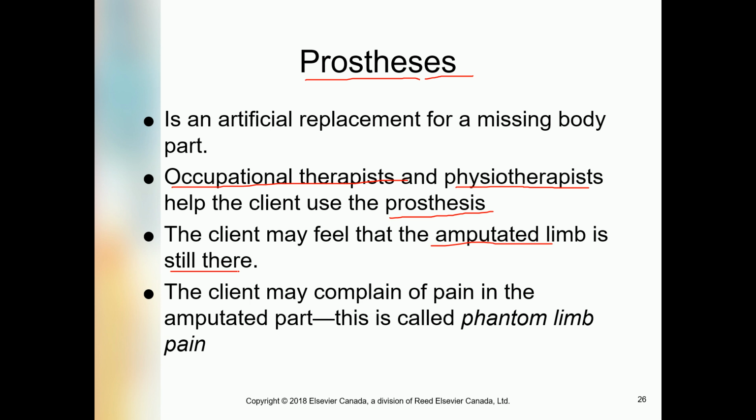That's why the client may feel that the amputated limb is still there, but it's not there. The client may complain of pain in the amputated part because so many things are cut. When the leg is cut, the nerve is cut, the muscle is cut, the bone is cut, the vein is cut, the artery is cut, everything is cut. Because of that, there is a continuous severe pain called phantom pain. This phantom pain is basically pain caused by nerve damage. We already discussed that. This pain remains on that side as long as the person survives.